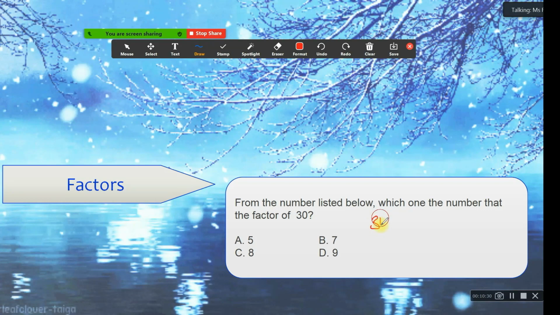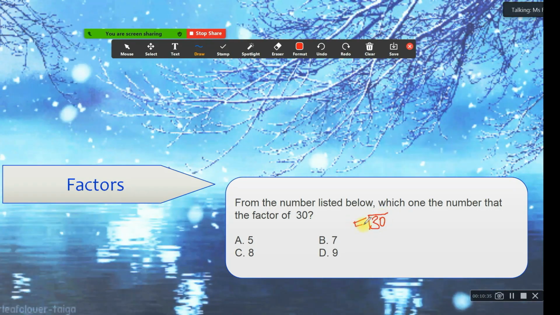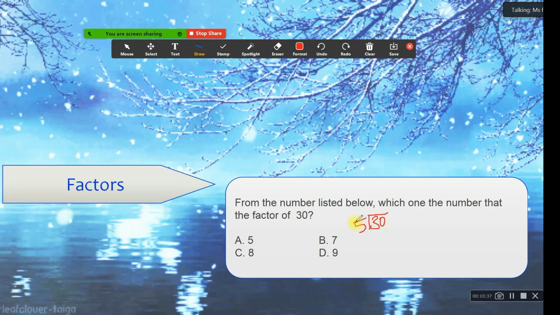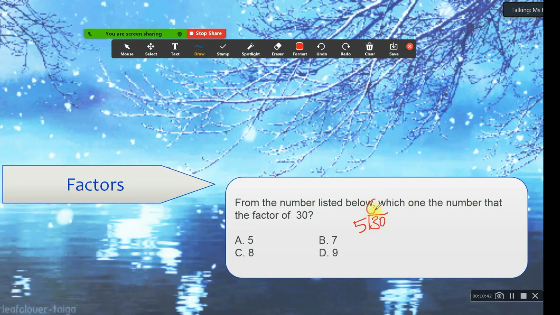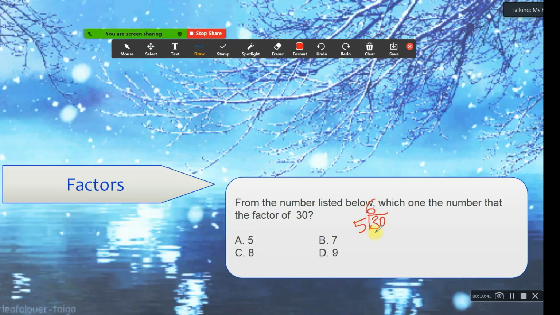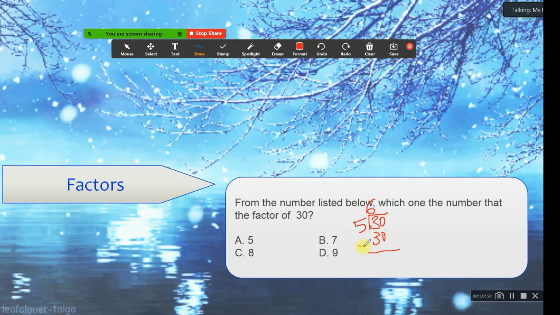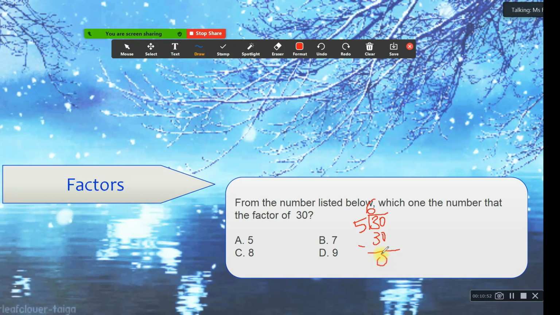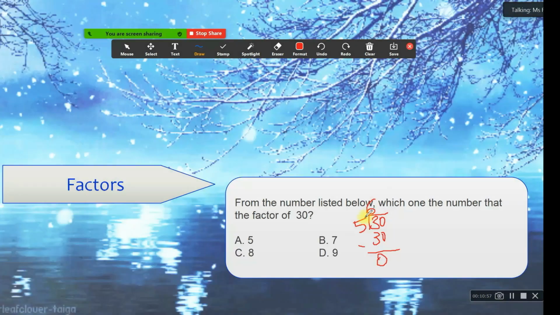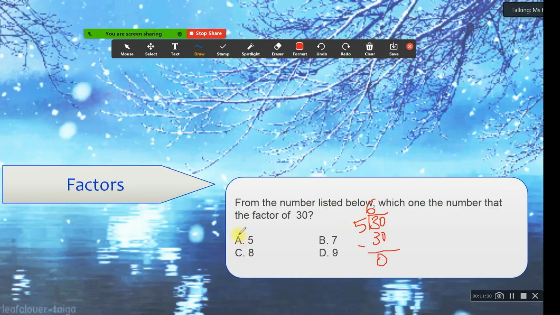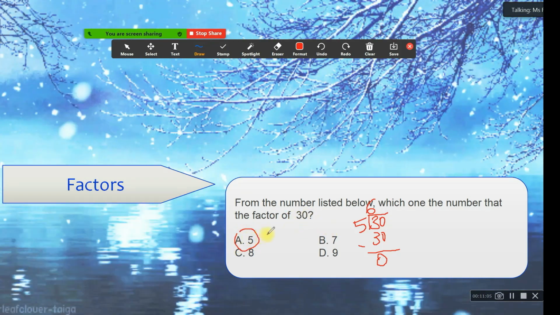30 divided by 5. 5 times blah blah blah equals 30. We can get 6, right? 6 times 5 becomes 30. 30 minus 30 becomes 0. So 30 is divisible by 5. So 5 is a factor of 30 because it's divisible.